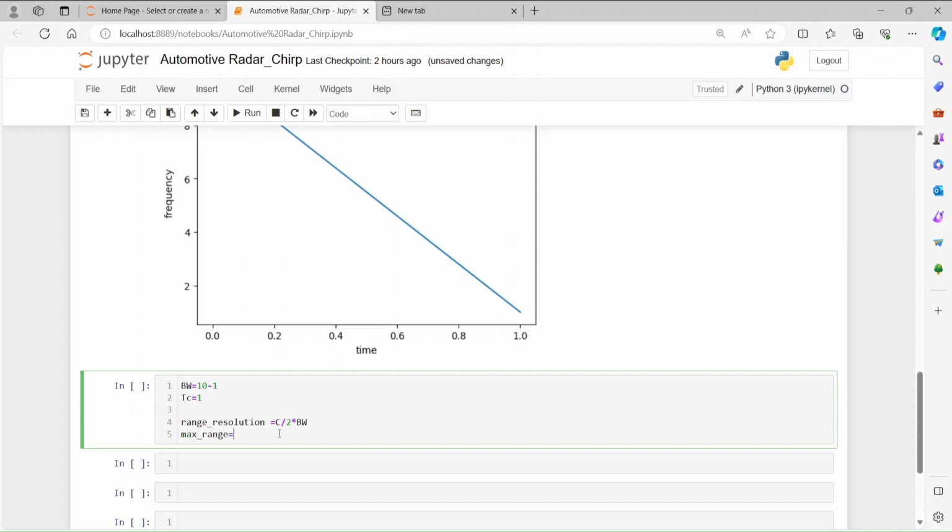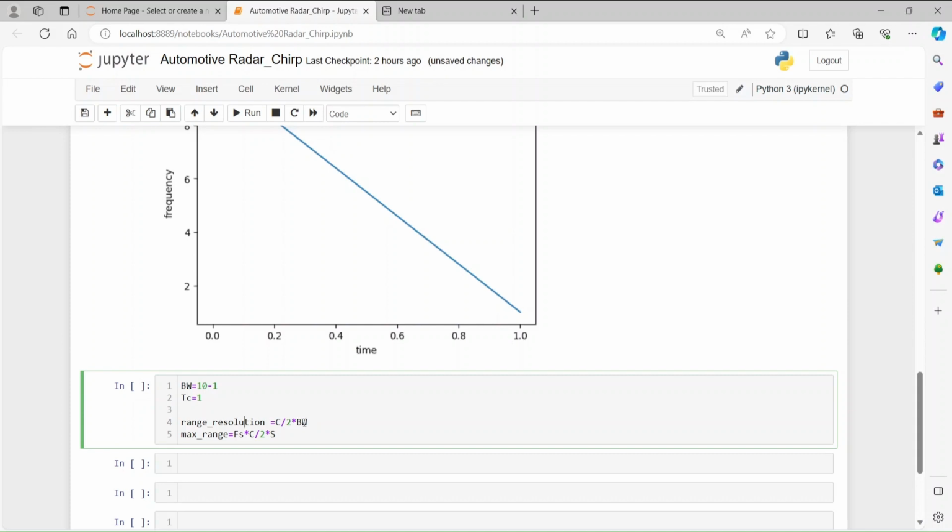One thing is the max range, and the story here is that this is dependent on the slope. The max range is going to be the sampling frequency, fs, times the time of flight of the light, and then I think it's divided by 2 times the slope. So with the max range and the range resolution, you can see that if you have more bandwidth, we are going to get better resolution.